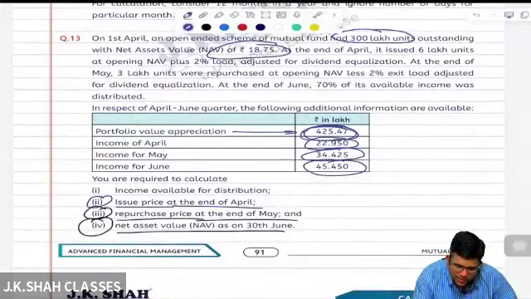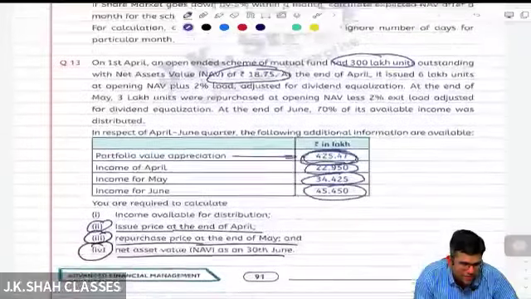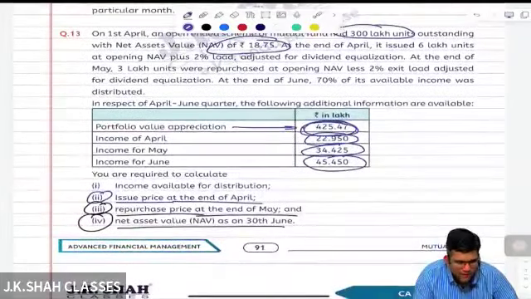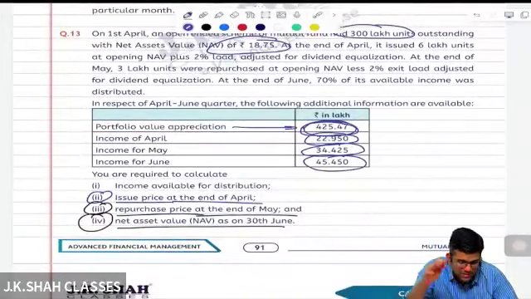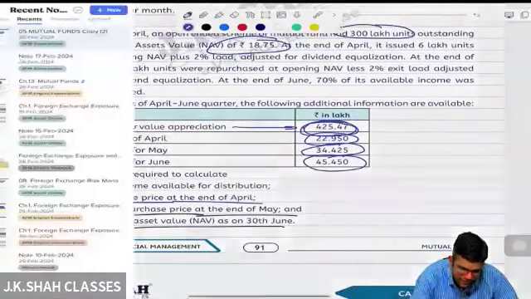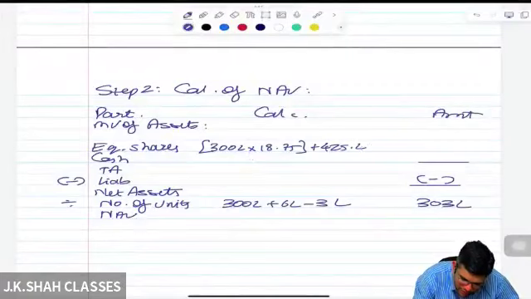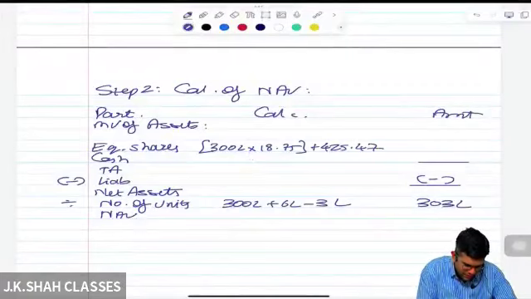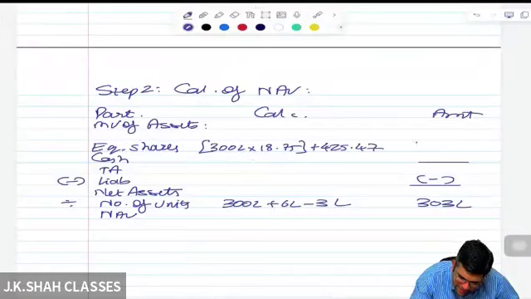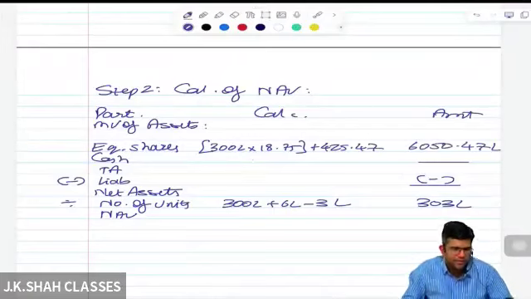If they had given us a bifurcation of how much appreciation happened in which month, then maybe we would have been able to find better NAVs for April, May and June. But here they have not given any information. They are straight away saying that in 3 months the combined appreciation is 425.47. So here I will add 425.47, and this comes to 6050.47 lakh. Everyone clear?